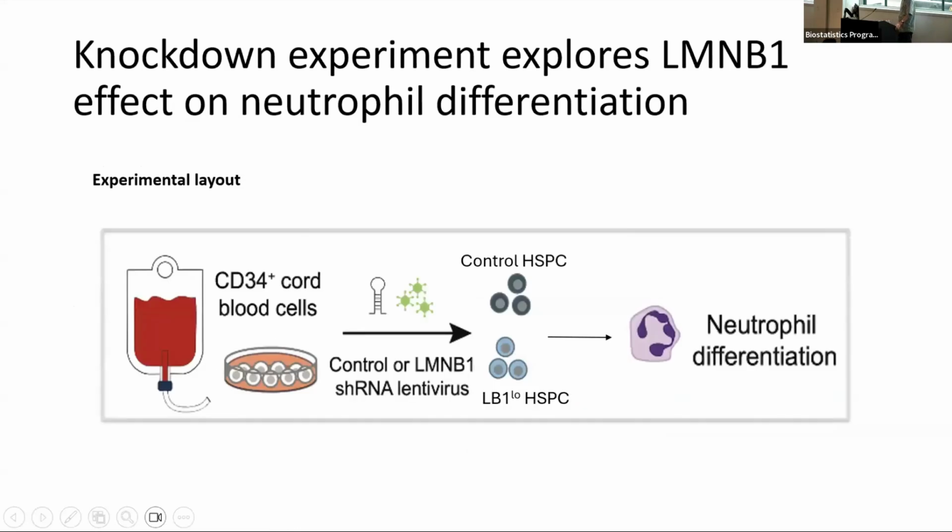There's an experiment you can do, a knockdown experiment, where you knock down lamin B1 and then check what happens when you differentiate blood cells into neutrophils. There's a procedure here. What's shown here is the neutrophil differentiation, and what you can see on the right is the differentiation of the nucleus into this lobular structure.